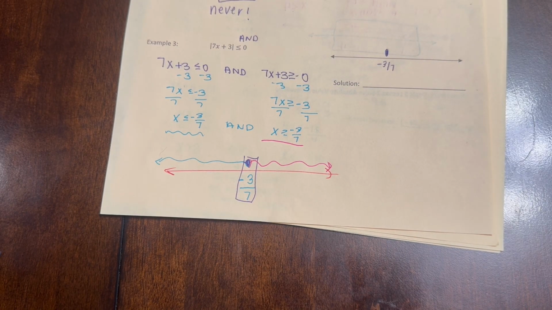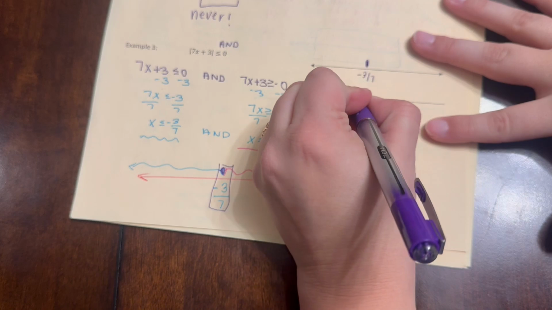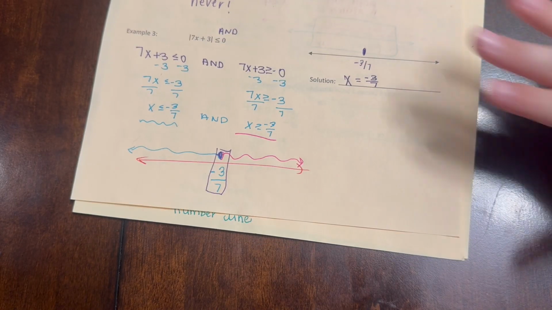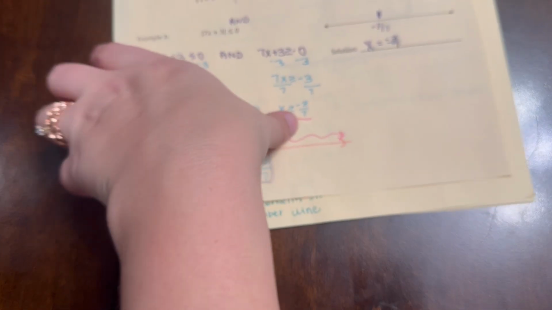So this is a bit of a strange inequality, because normally with inequality we either have lots of answers or no answers like we saw here. But with this one, we just have one. The only place where our overlap is that one point. Okay, we only have 2 more left.